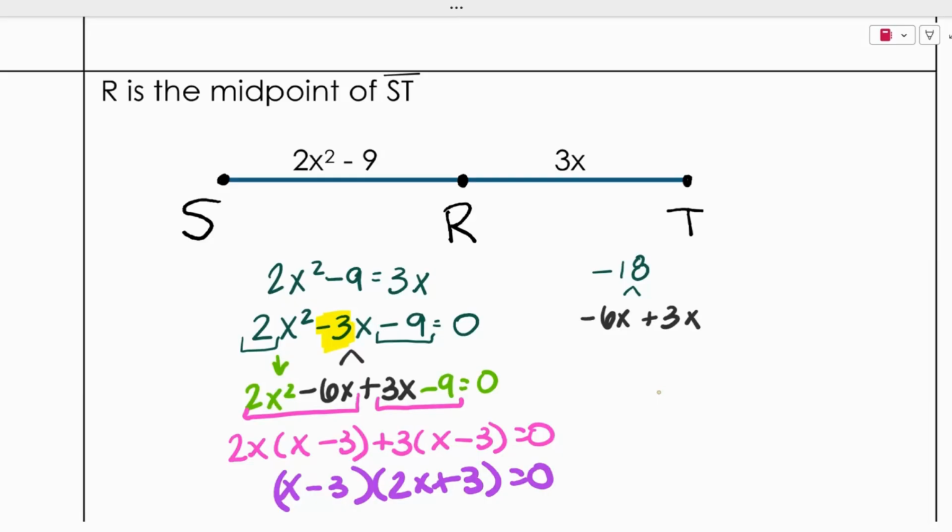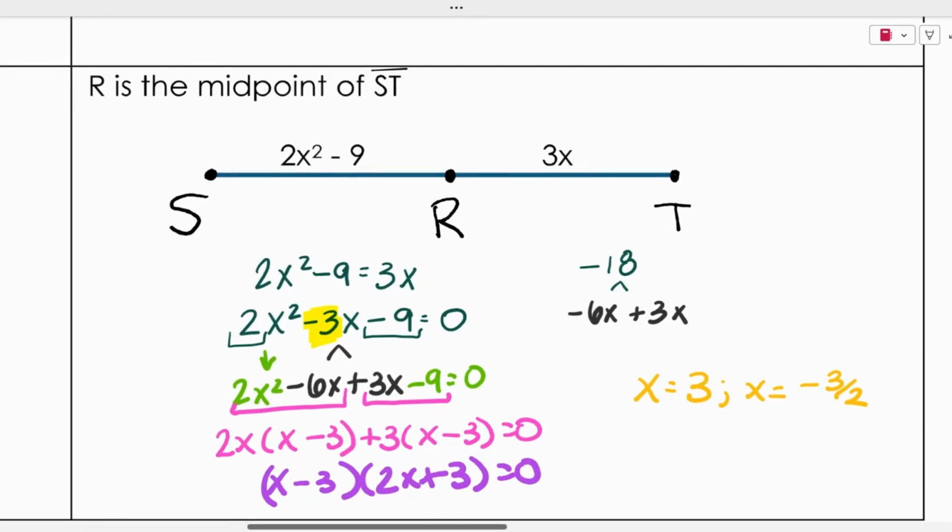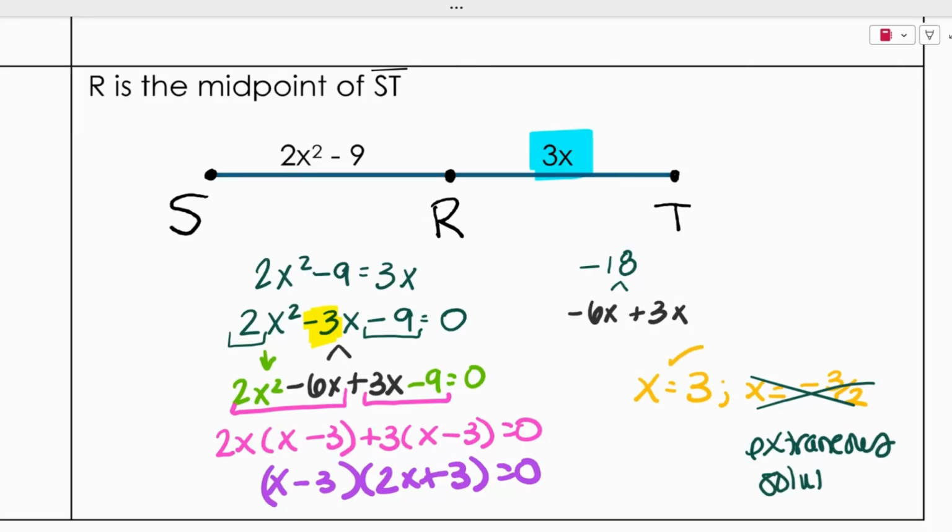When I solve these, I'm going to get two answers, x equals 3 or x equals negative 3 over 2. Again, both valid algebraic answers. We have to see if they work geometrically. So I can see right away that if I do 3 times that negative fraction, I'm going to get a negative answer. And so I can't have negative distance, which means that I can only have x equals 3 as my answer, because that would give me 9. And that negative 3 over 2 in geometry is going to be an extraneous solution. So it works in algebra, but it does not work in geometry.